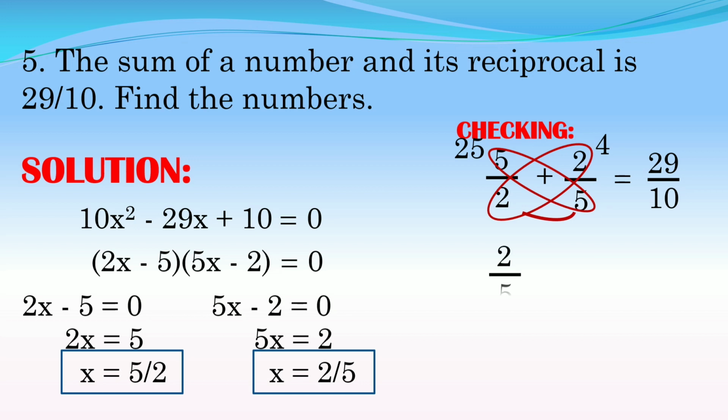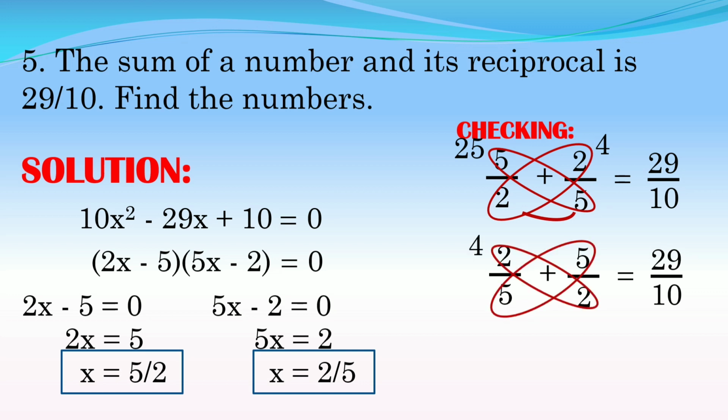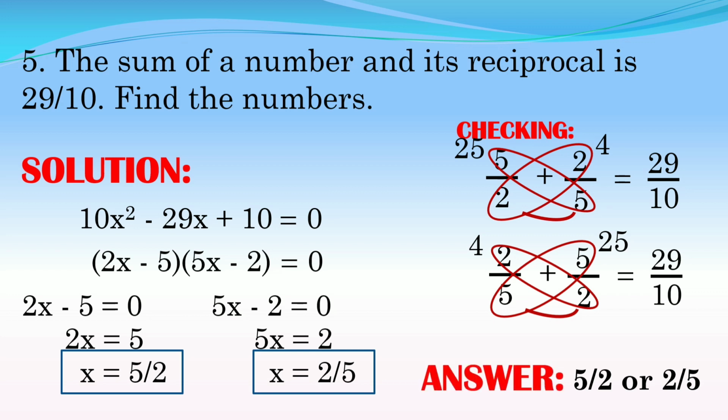How about 2 over 5? Tingnan natin. So, 2 over 5 plus, ang reciprocal ng 2 over 5 ay 5 over 2. So, equals 29 over 10. So, ganun ulit, butterfly method. So, 2 times 2 is equal to 4. 5 times 5 equals to 25. So, pag inadd natin silang dalawa, the answer is 29. And then, 5 times 2 is equal to 10. So, as you can see, tama po yung nakuha nating dalawang numbers. So, our answer is 5 over 2 or 2 over 5.